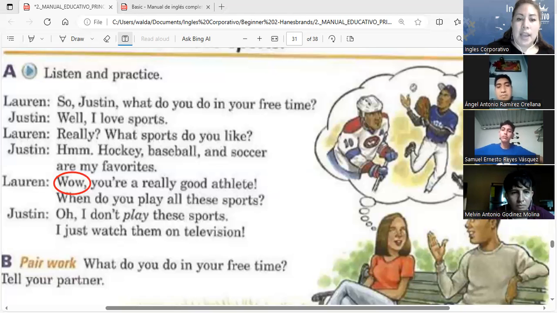Anhim, can you be Lauren, and Samuel, can you be Justin? So, Justin, what do you do in your free time? I love sports. Really? What sport do you like? Hockey, baseball, and soccer are my favorites. Wow, you are really good athletes. When do you play all these sports? I don't play the sports. I just watch them on television. Okay, very good. Bravo, excellent.